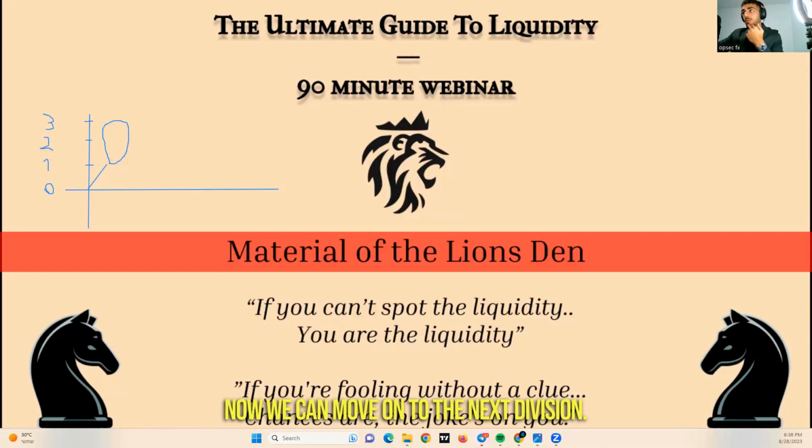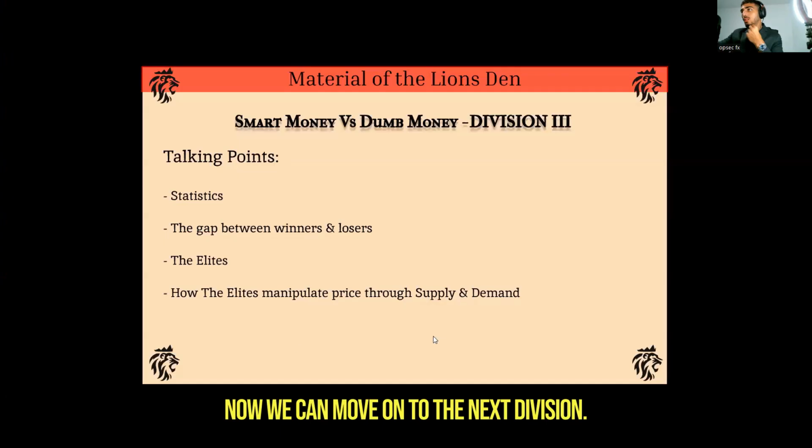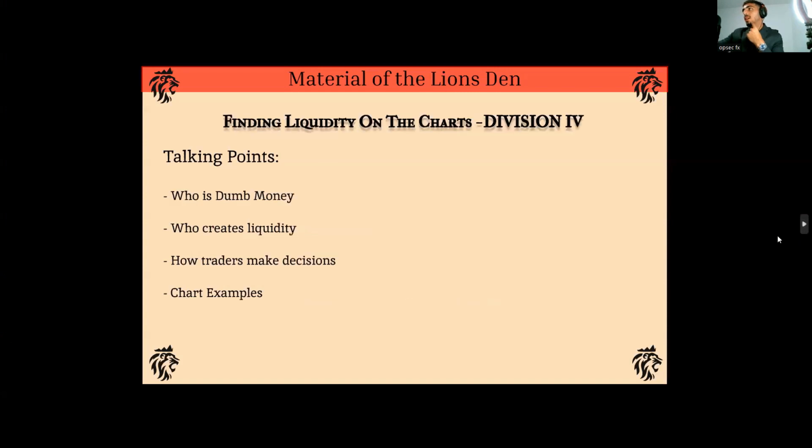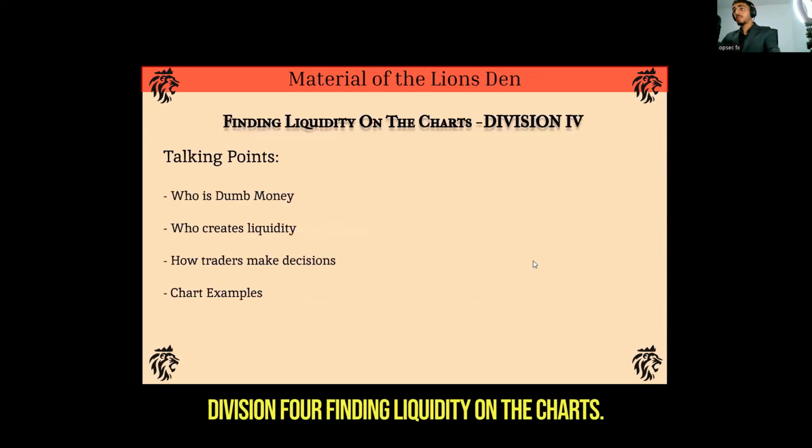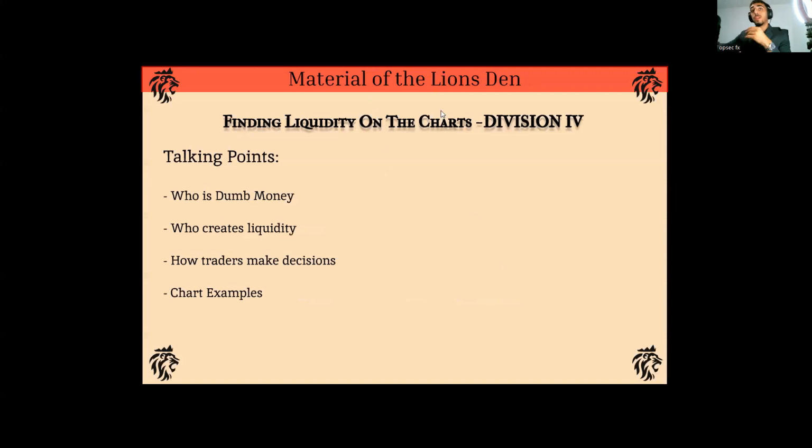Now we can move on to the next division. Division 4, finding liquidity on the charts.